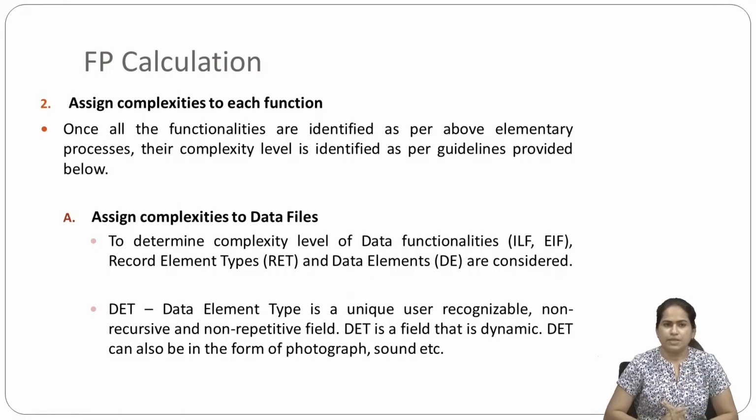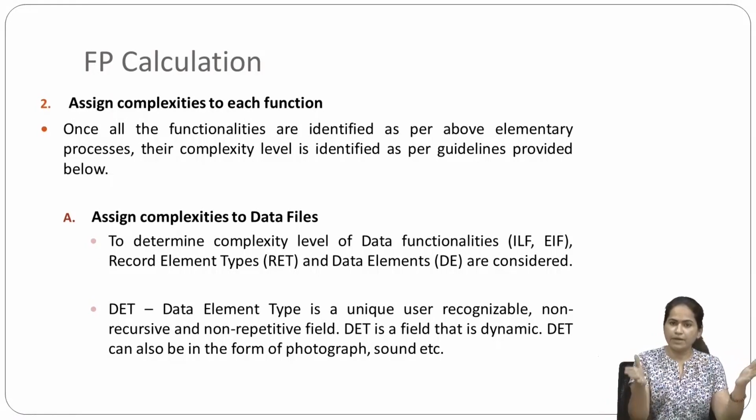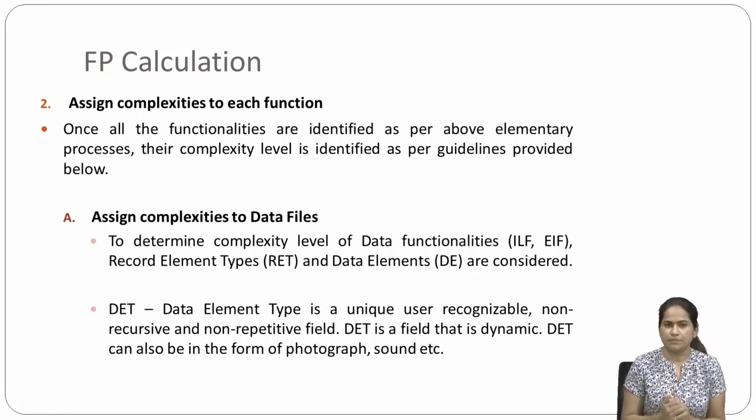Second step we have is assign complexities to each function. Now you have identified the functions, you have derived them, you have divided them. Now you have to assign the complexities. Whatever guideline you have, which we are going to discuss, based on that only you are going to assign the complexity to each function. First one is assign complexities to data files. To determine the complexity level of data functionalities, record element types RET and data element types DET are considered.